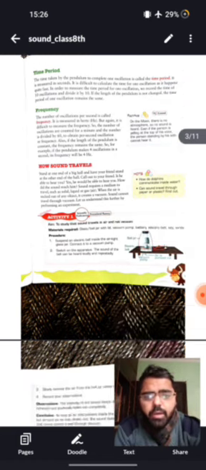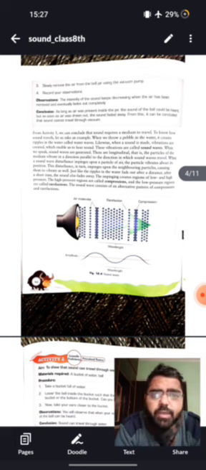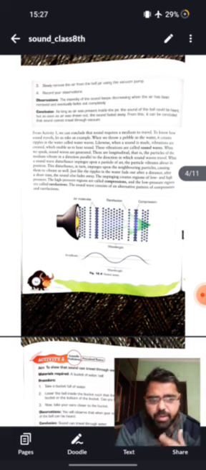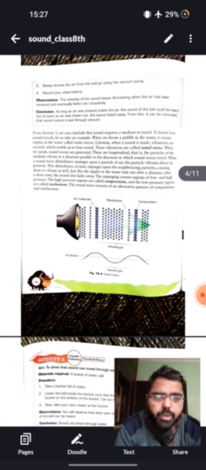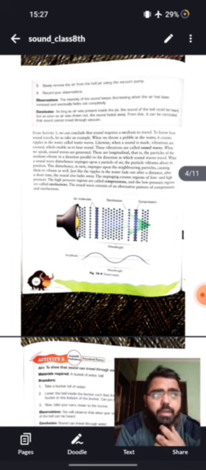Then moving on, we have the concept of rarefaction and compression. Even now, while I'm speaking, you are able to hear it. This is because my phone would be recording the sound. But how is this sound actually produced?